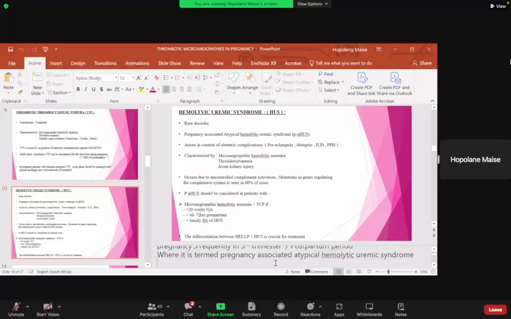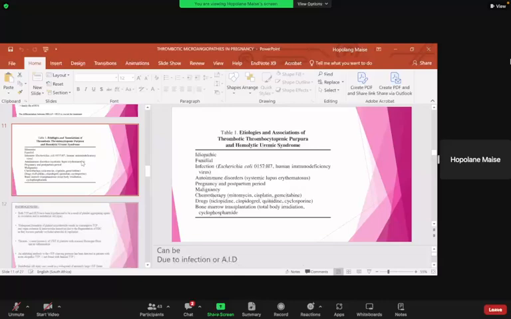It occurs due to uncontrolled complement activation, and mutations in regulating the complement system itself are seen in about 60% of the cases. So pregnancy-associated atypical hemolytic uremic syndrome can be considered in patients with microangiopathic hemolytic anemia and thrombocytopenia if the patient is generally less than 20 weeks, more than 48 to 72 hours postpartum, and has a positive family history of HUS itself. The differentiation between HELLP and HUS is crucial for treatment.